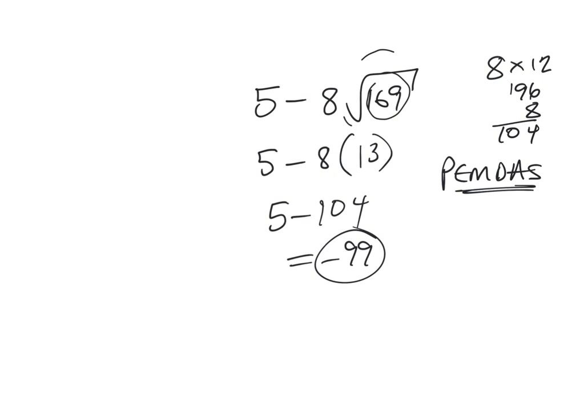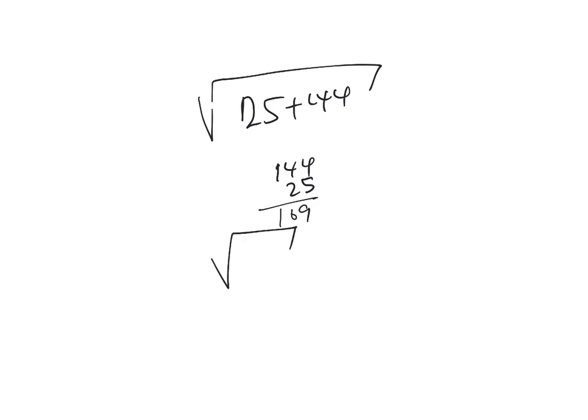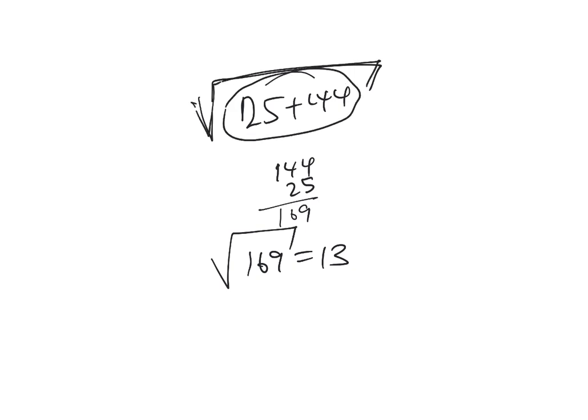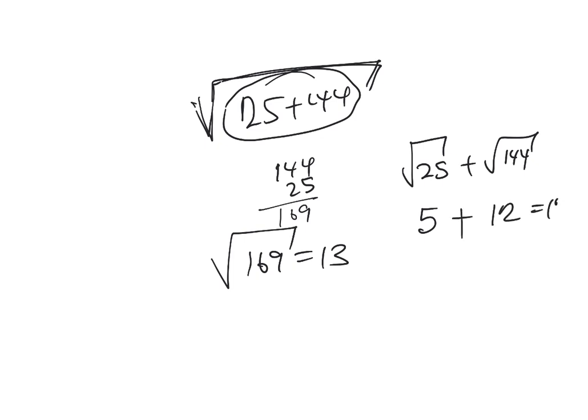When you are asked to simplify a problem like this, the square root of 25 plus 144, you can add 144 plus 25, and that's 169. So that becomes the square root of 169, which is 13. Notice that you have to add these two first before you apply the radical. If you have a situation where it's the square root of 25 plus the square root of 144, you deal with them individually. And the answer is 17.